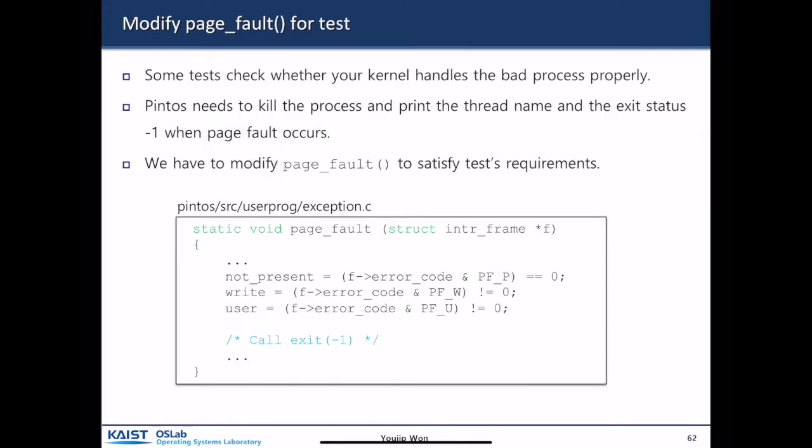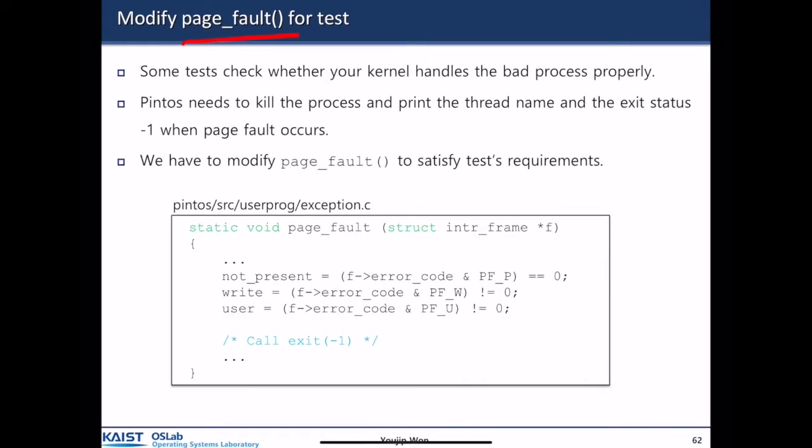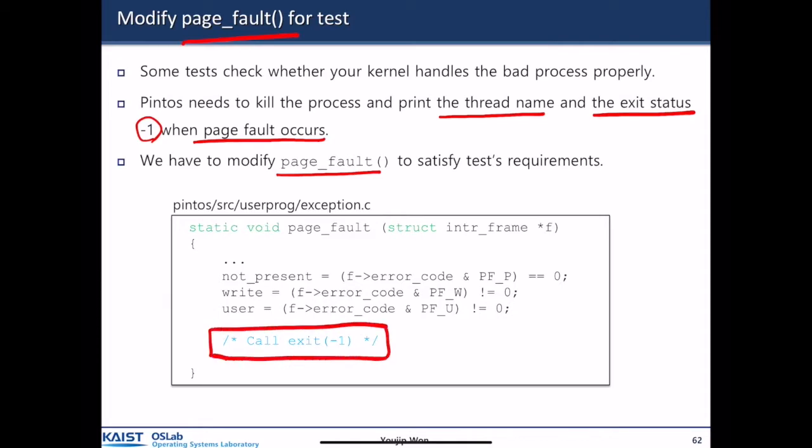We have to modify the page fault handler for the tests. In Pintos, some tests check whether your kernel handles bad processes properly. It needs to kill the process and print the thread name and exit status -1 when a page fault occurs. For this purpose, we have to modify the page fault handler to satisfy the test requirement. Simply, you can call exit(-1) inside the page fault handler.